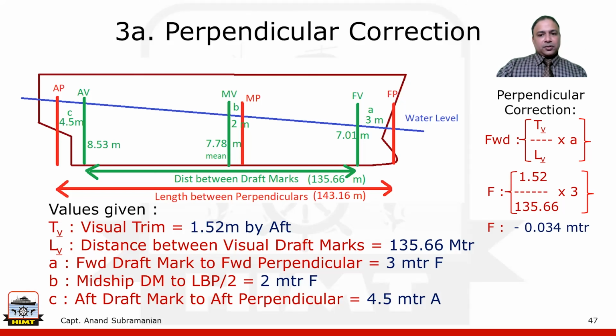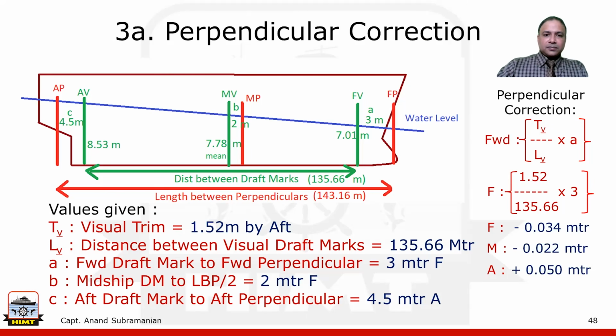Similarly, we will do it for midship and for aft also. The midship is minus 0.022. Why minus? The same logic as the minus sign for the forward correction, because here the midship draft mark is forward, the midship perpendicular is forward, and the trim is by the stern. So they are on opposite sides, that is why negative. Whereas the aft perpendicular is aft and the trim is also aft. That is why positive. So we have these answers: minus 0.034, minus 0.022, and plus 0.050.